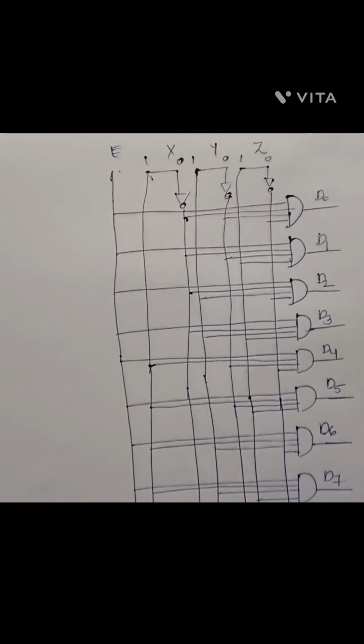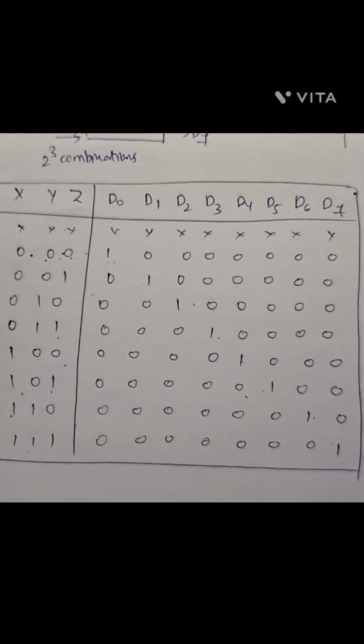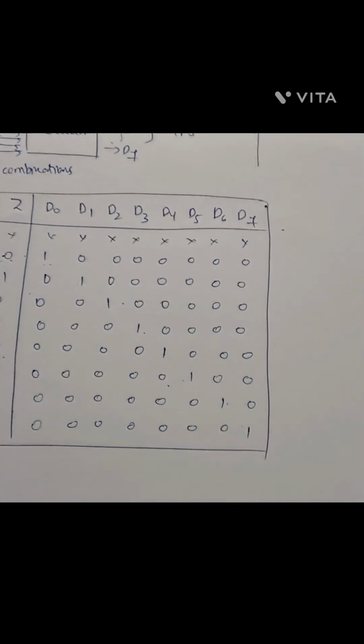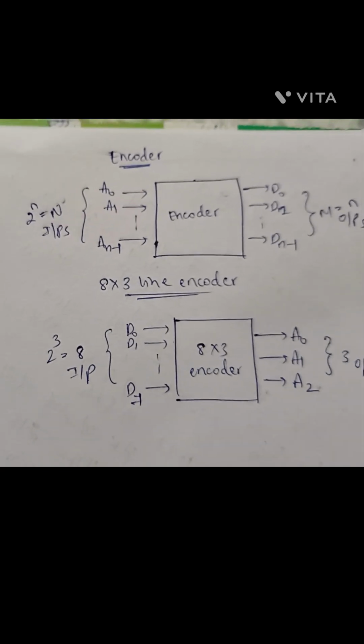So this is the circuit diagram for the decoder, and this is the truth table for the decoder. So now, what is an encoder?